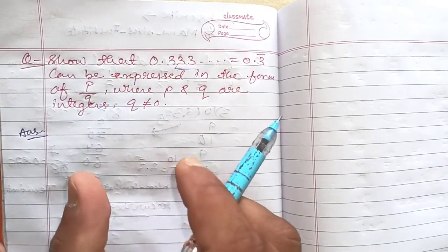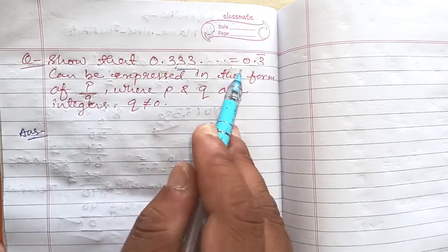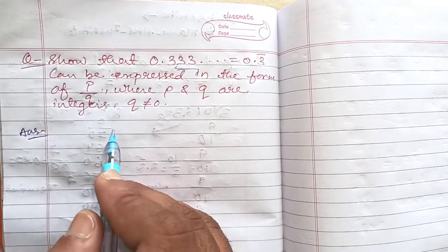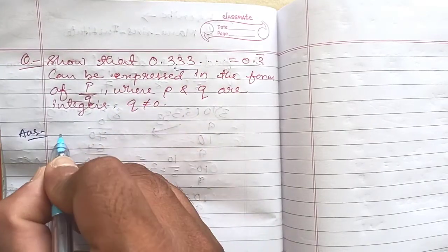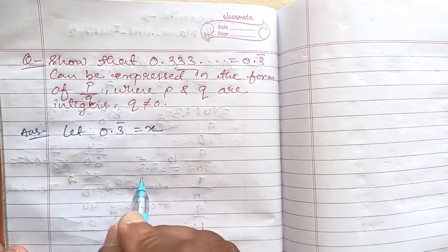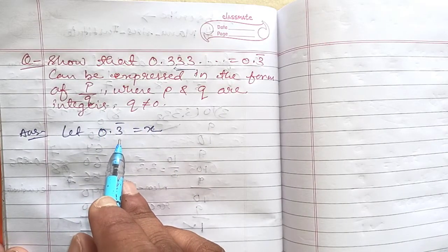Okay, so I will teach you a very easy method to express this type of number, the bar numbers, in the form of p by q. Okay, very easy. Look here carefully. We will take, let 0.3 bar equal to x. Okay, we will take this as x. Okay, how many numbers are under the bar?